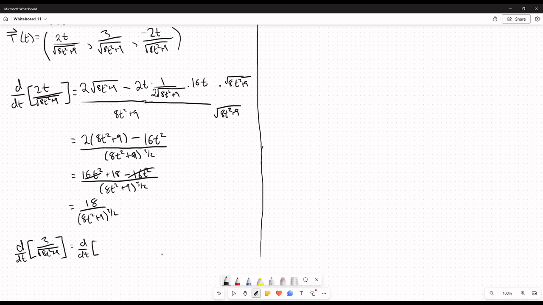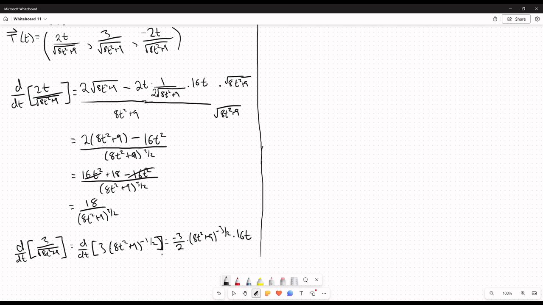We're going to think of it as a chain rule problem. We're going to think of this as the derivative of 3 times 8t squared plus 9 to the negative 1/2, which is going to be negative 3/2 times 8t squared plus 9 to the negative 3/2. The negative 3/2 and the negative 3/2 might throw you off a little bit, but the only reason they're the same is because we started with a 3 up front, just as a note.